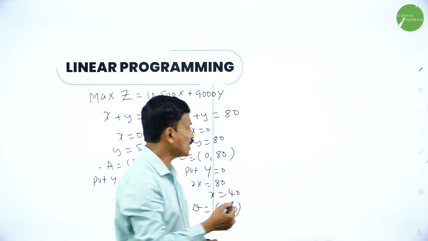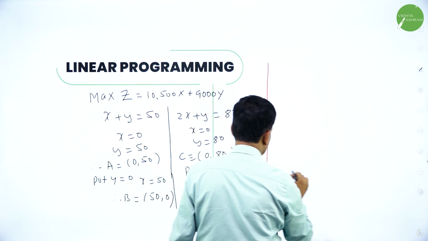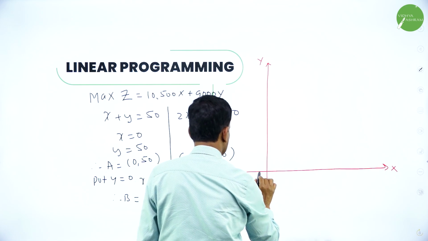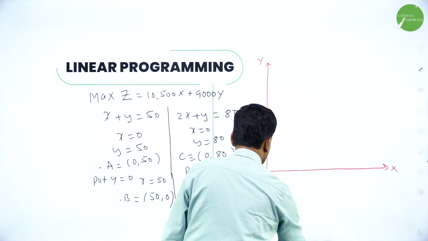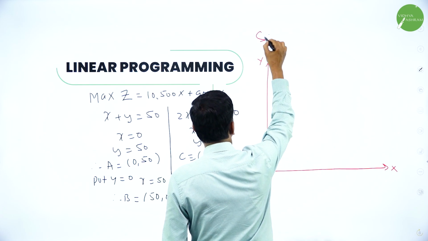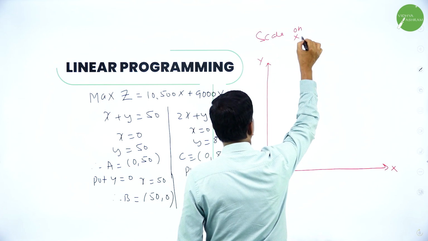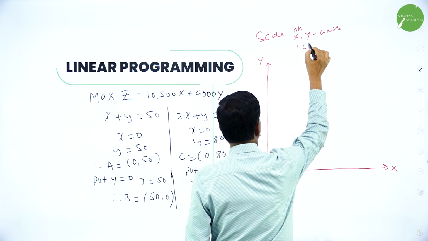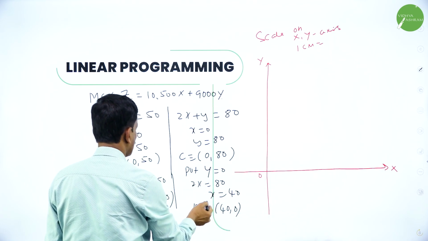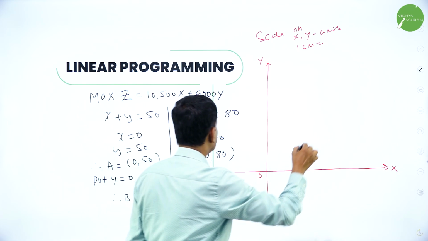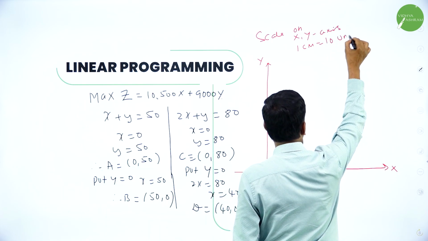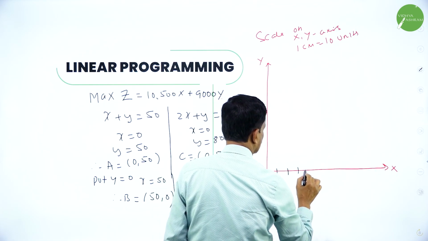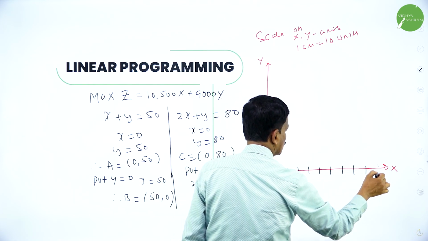So let us represent this on a graph. This is the x-axis and y-axis. This is 0. Take a suitable scale. What is the scale? Let us write the scale on the x and y axis. Since we have a maximum of up to 80, 1 centimeter is equal to 10 units. So this is 10, 20, 30, 40, 50, 60, 70, 80, 90, 100.